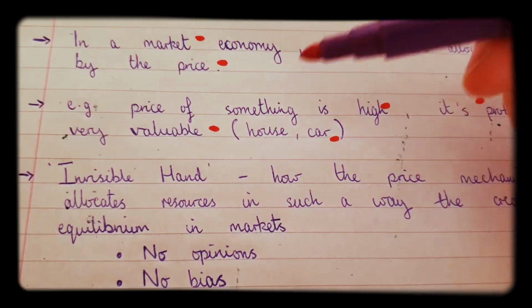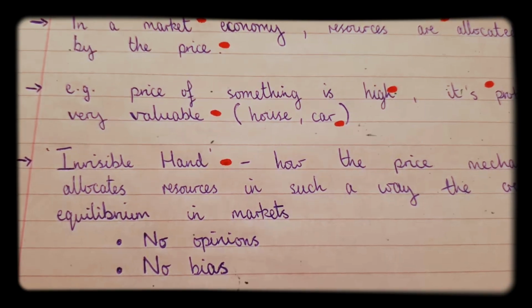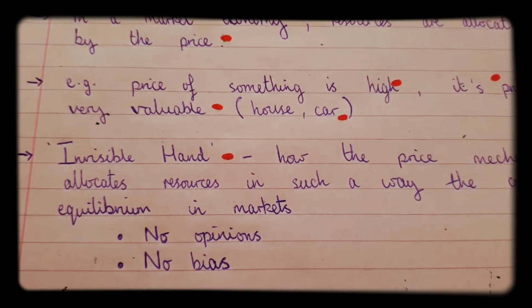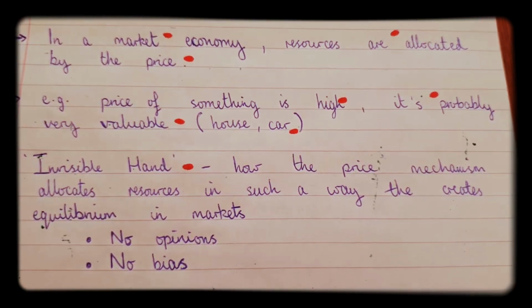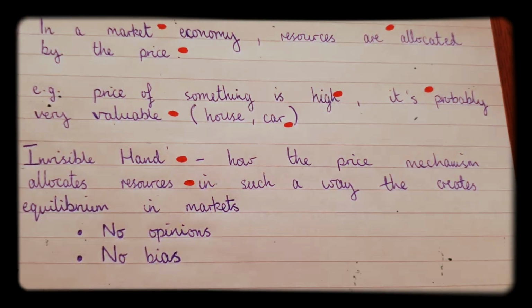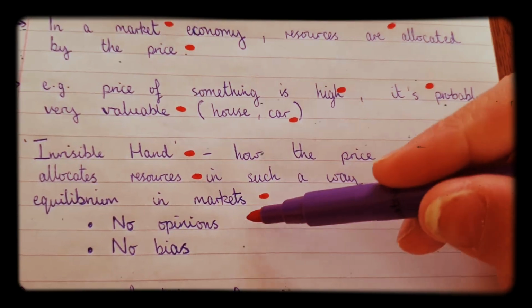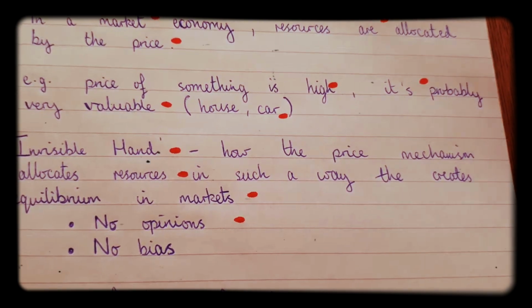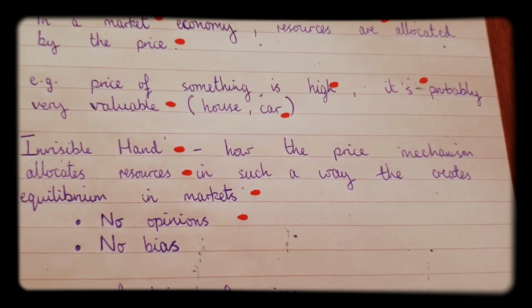So an example of the price mechanism at hand is the invisible hand idea, a phrase coined by the economist Adam Smith. Basically this tells us that the price mechanism is working all the time automatically to allocate resources in such a way that creates equilibrium in markets. It's free from opinions. So for example, if your house is worth £500,000, that's a fact. It's not an opinion.